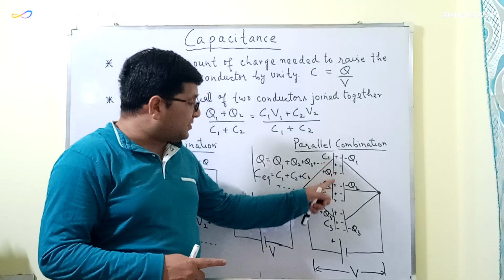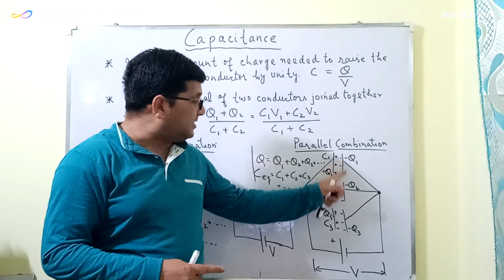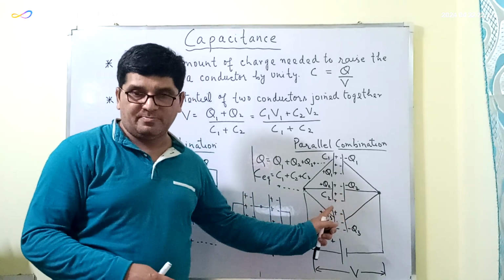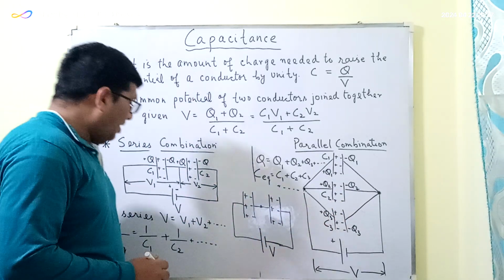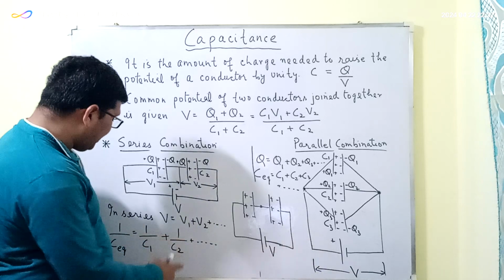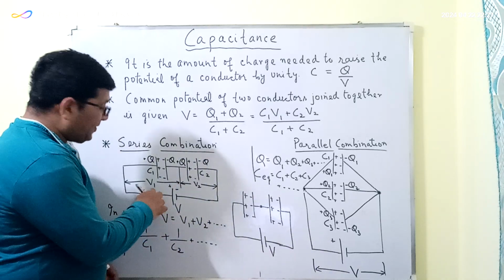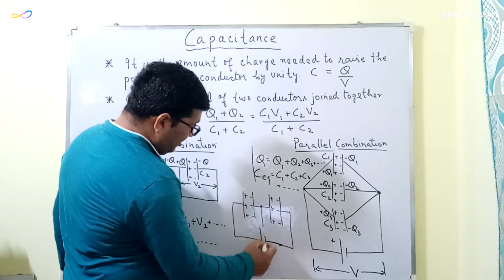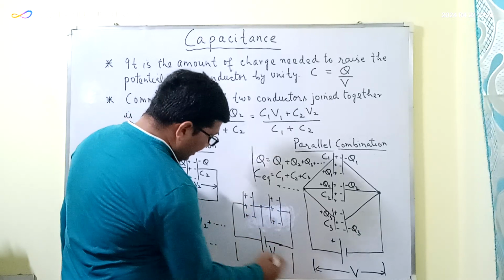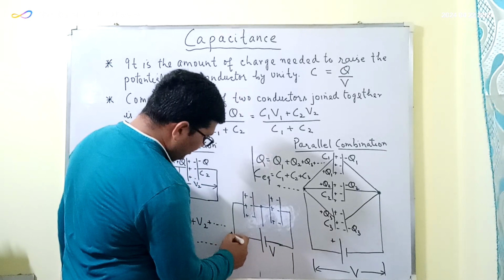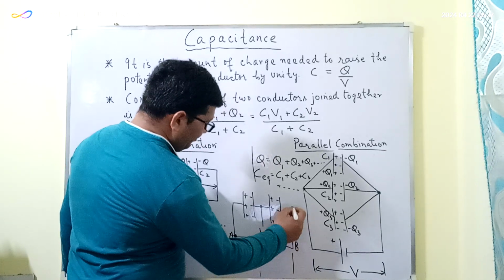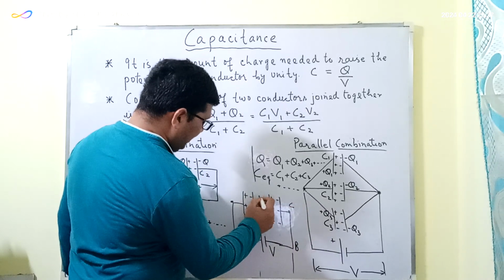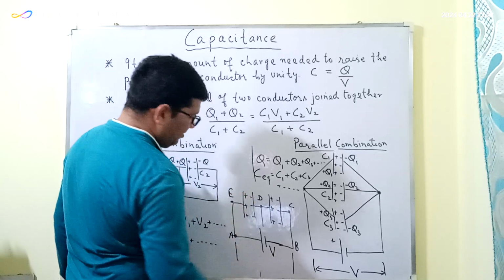You can see here, the positively charged plates are connected together here, and the negatively charged plates are also connected together. So this is called a parallel combination. Now in the series combination, the potential difference, let us say this is the potential difference across this. Let us say this is the point A, and this is the point B. This is the point C, and this is the point D, and this is the point E.